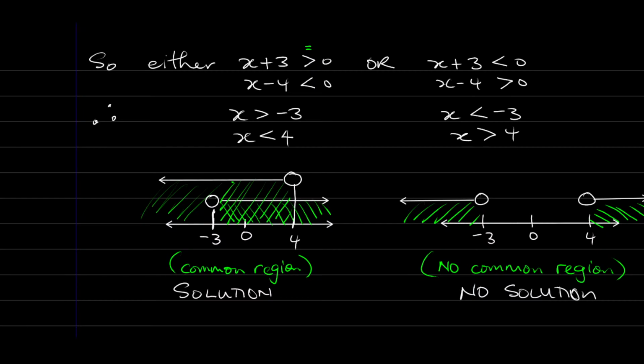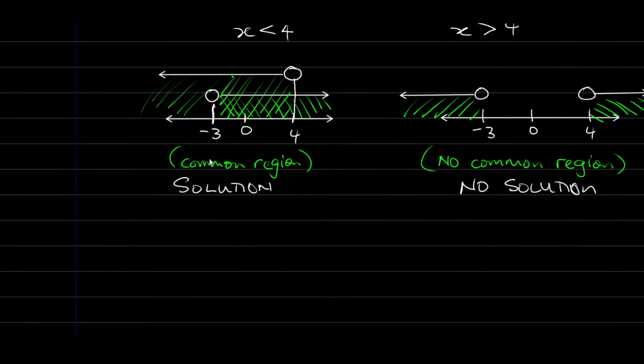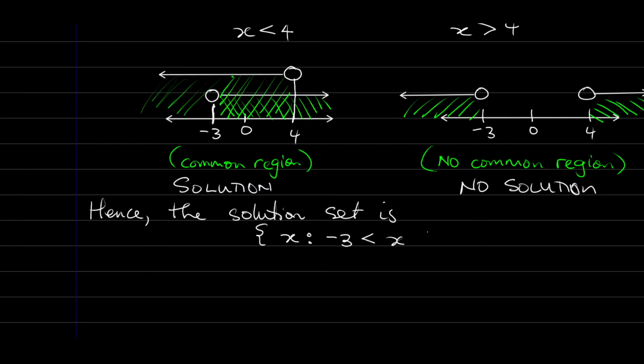Right? Now we state our solution. So this is our solution here. We're seeing that it's valid for greater than -3, less than +4. So we say, hence, the solution set is the set of x such that -3 is less than x, which is less than 4. Right? That's the solution.